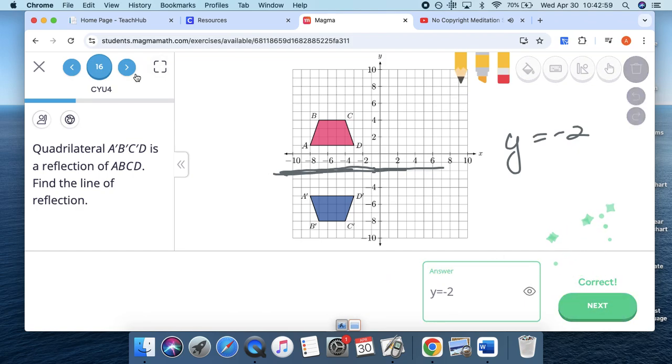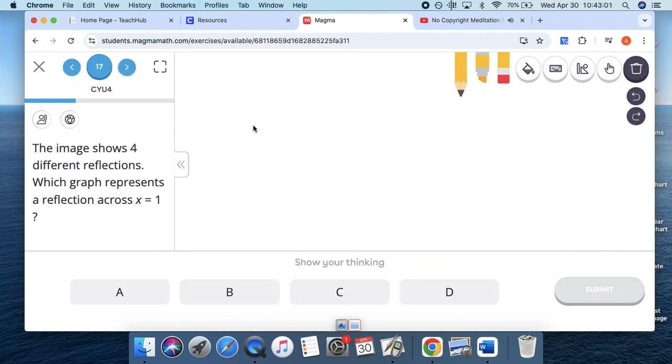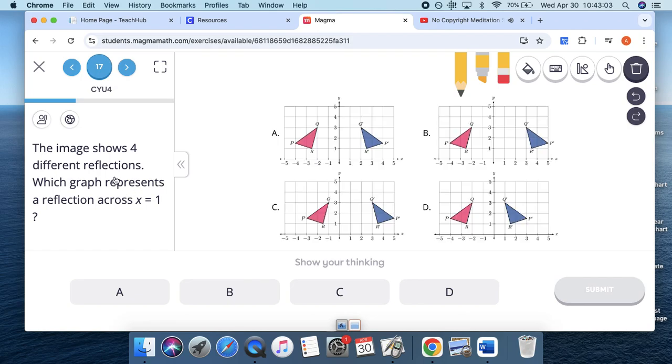Submit. Okay. 17. The image shows 4 different reflections. Which graph represents a line reflection across x equals 1? Well, let's find x equals 1. X equals 1 is right here, right on the x-axis. So if I draw a mirror, are these 2 images the correct images after reflection over x equals 1? So this is a no. They have to be equally distanced from the line of reflection.